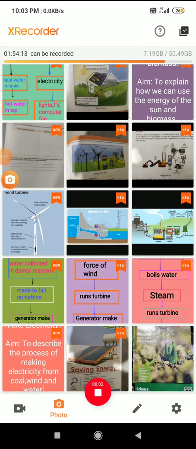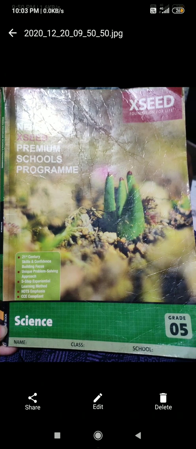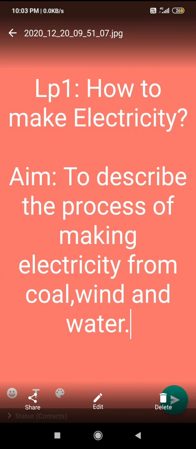Good morning, students. So in science today we are going to start a new block, that is block 20, saving energy. Before we start, students, take out your content book volume 3, pencil, eraser and sharpener. So students, in LP1 we are going to discuss how to make electricity, right? So the aim of LP1 is to describe the process of making electricity from coal, wind and water.